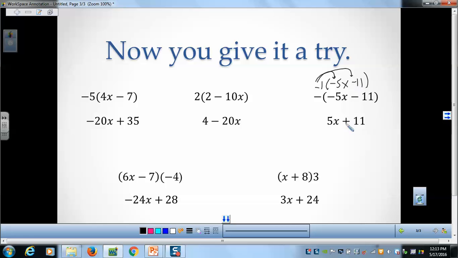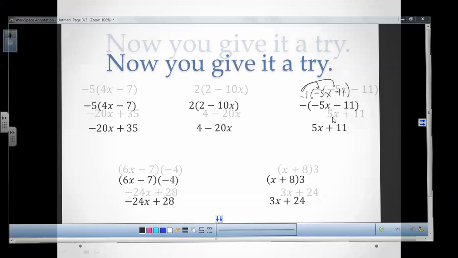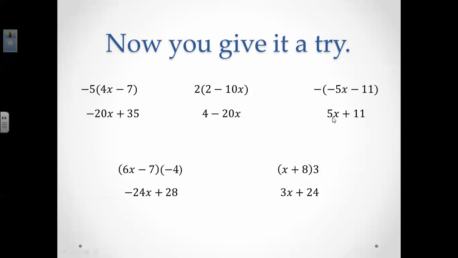All right, so that wraps up this quick lesson on distributive property. Go ahead and move on to the next worksheet, and then check in with me if you have any questions.